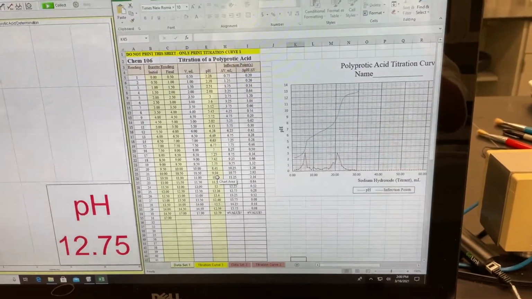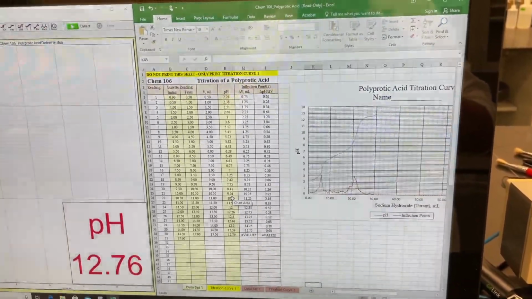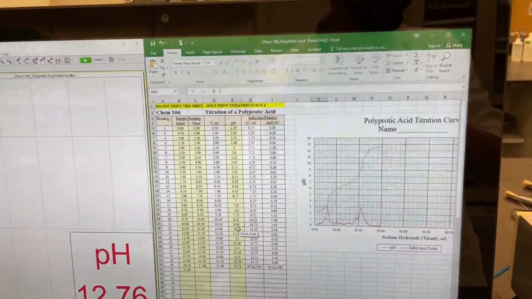Now that we have our data and our curve, we can use this information to calculate the Ka values, and we can determine what the concentration of our maleic acid was.